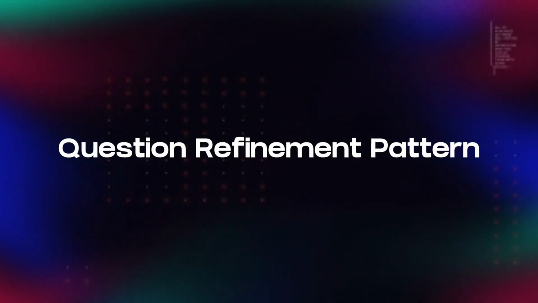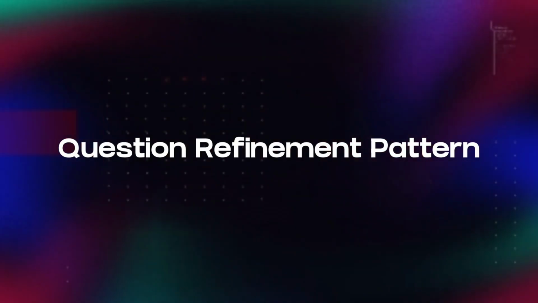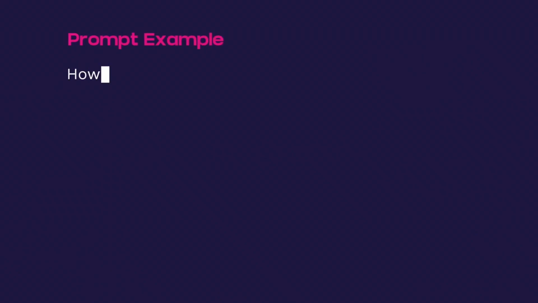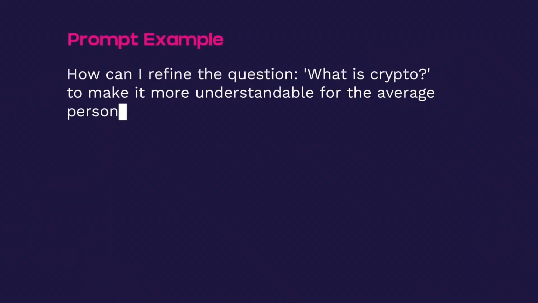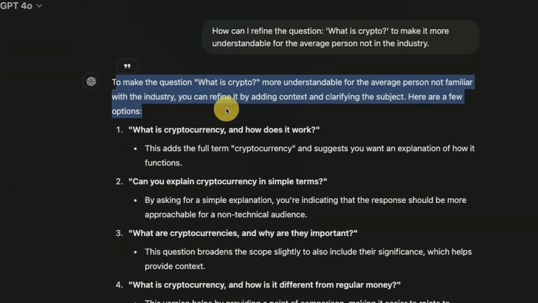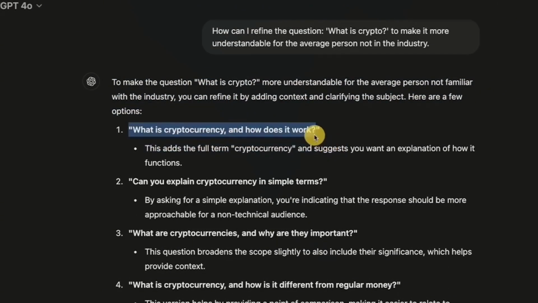And so instead of trying to brainstorm how to ask the right question, you can just ask ChatGPT to refine the question for you. An example prompt here could be, how can I refine the question, what is crypto, to make it more understandable for the average person not in the industry? What it's going to do, as you see in the result here, is give you a couple of alternative questions that you can paste into the LLM itself. So you can see there are some options, and what I can do is just copy this and paste that question into the LLM, whether it's ChatGPT or any other platform, and then you might get a clearer response.